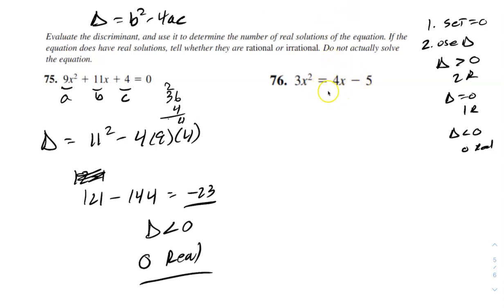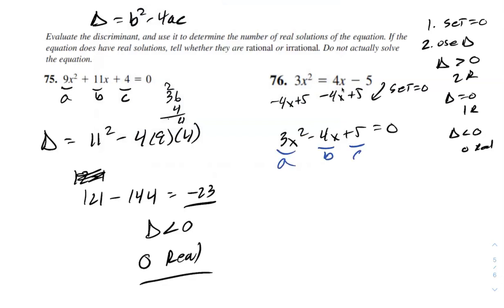Next one. Now notice it's not equal to 0 yet, so we have to set it equal to 0 first. So I'm going to subtract 4x and add 5 to both sides, so I get this. Alright, here's my A, my B, and my C. And again, A, B, and C are the coefficients, not the x squared. So A is 3, B is negative 4, C is 5. Use the discriminant, B squared, so negative 4 squared, minus 4 times 3 times 5. And I believe we're going to get another imaginary number.